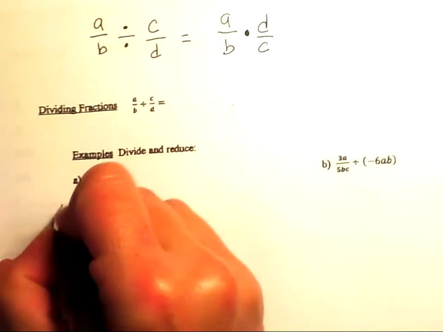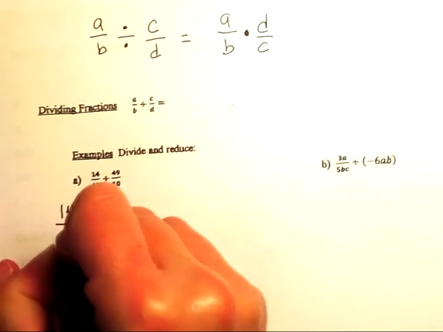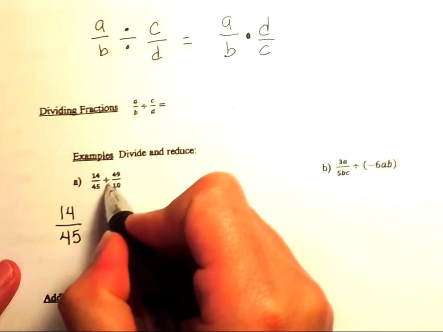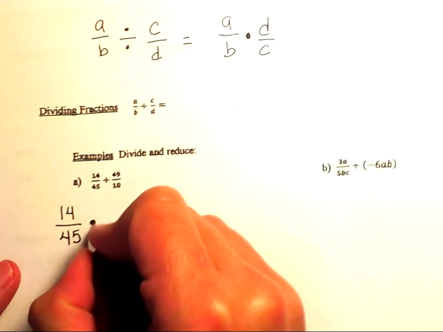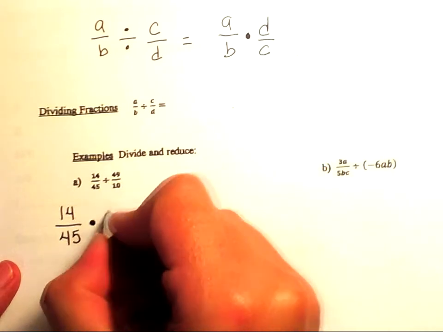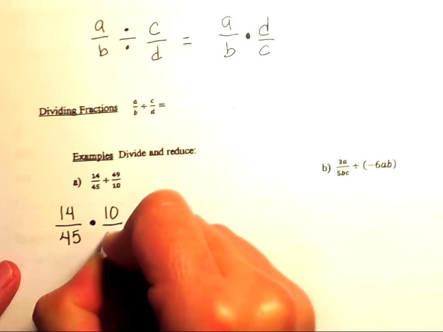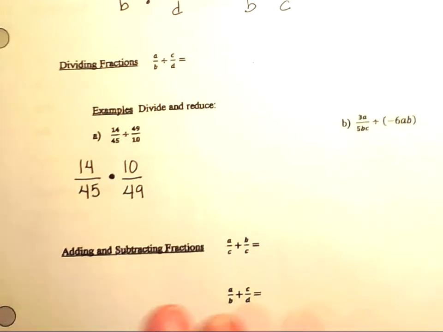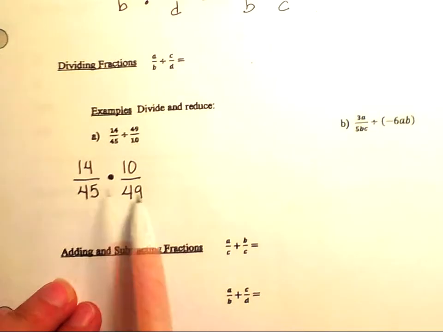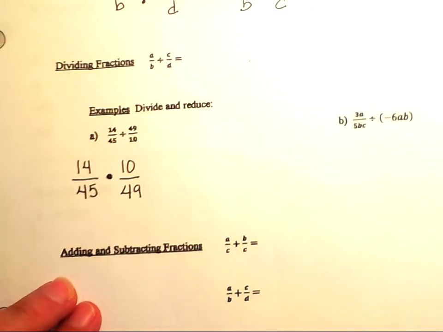So if we were to use that, we have 14 over 45 divided by 49 over 10. Well, I change the division to a multiplication, but multiply by the reciprocal. And we could just multiply straight across. But again, here's a situation where reducing will help us. I don't want to multiply 45 and 49 by hand.